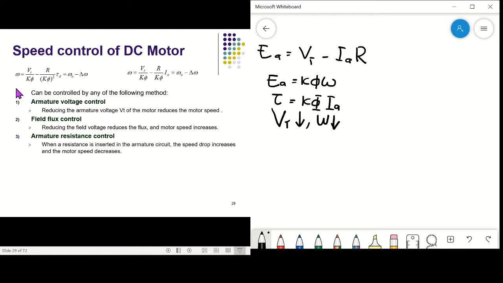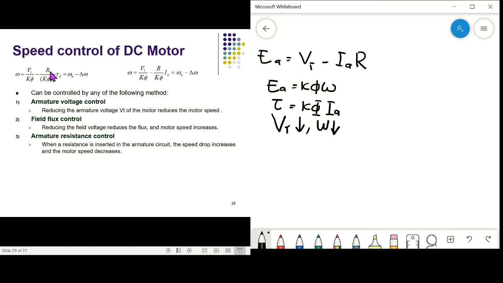So mudah kan? Kalau soalan tanya how to control the speed of DC motor, you just remember this equation. How to get this equation? You derive from these three equations. And then from this equation we know that the speed omega can be controlled by controlling the terminal voltage or armature voltage control, flux control method, and armature resistance. We add another resistance in series with the armature. Okay, next.